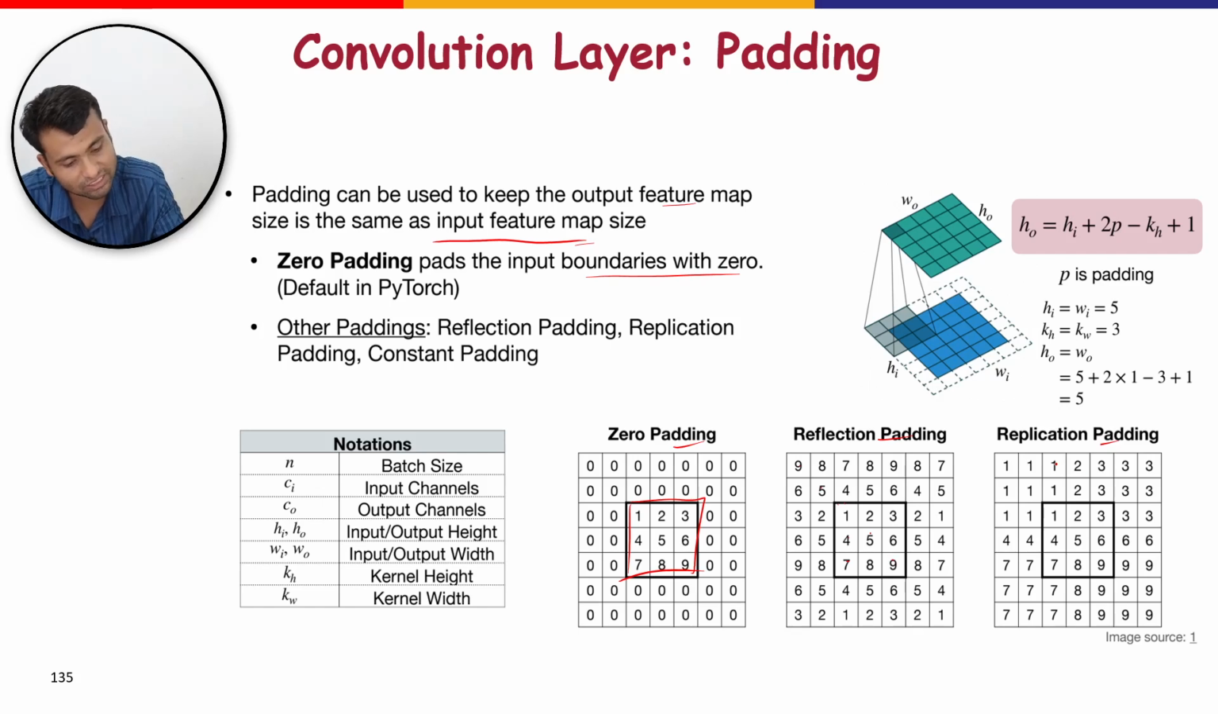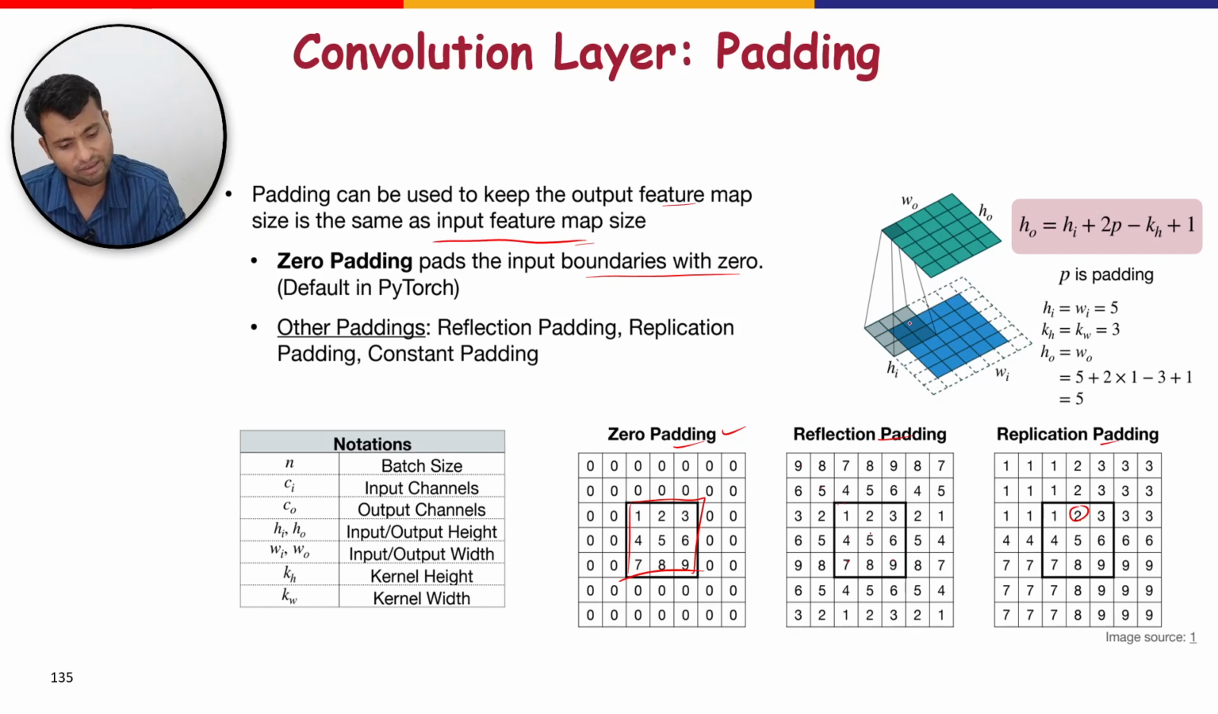And then there is replication padding, where whatever is the closest box to any element, you just replicate that in all the boxes. So this is how you do replication padding. Zero padding is the most common one which we use.